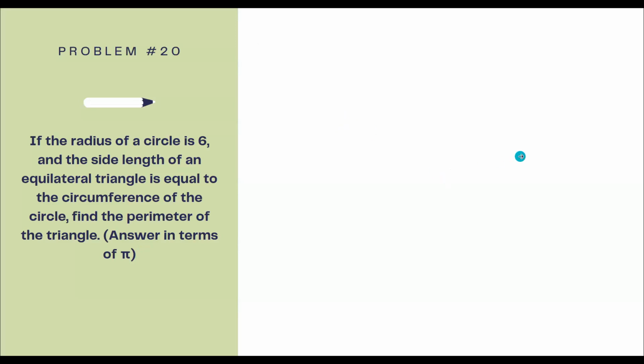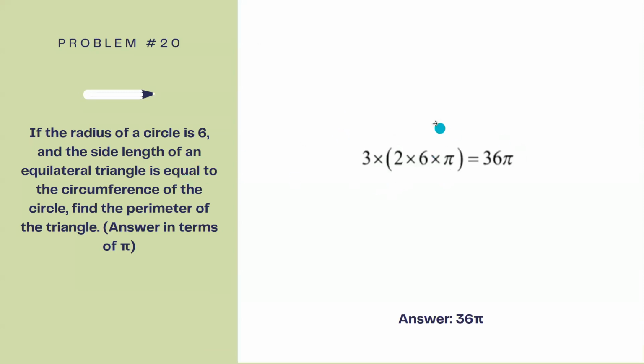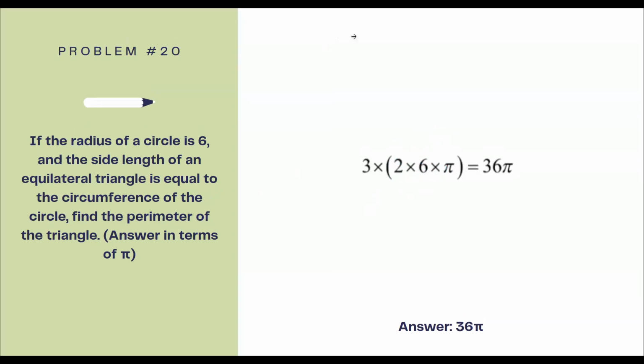For this problem, this will be the solution. We have 3 times 2 times 6 times pi. Since we have a radius of 6 and the side length of an equilateral triangle is equal to the circumference. The circumference is just pi d, the circumference is equal to pi multiplied by the diameter. Or since the diameter is just 2r, we can also use 2 pi r.